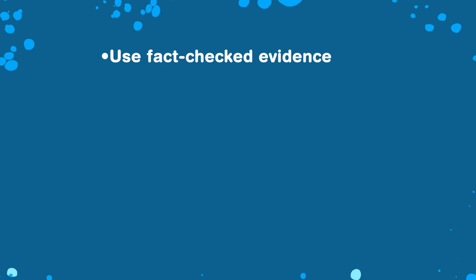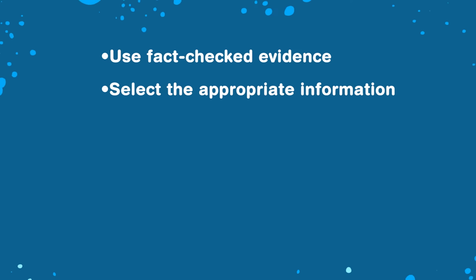Literature review outline, writing tips. To write an award-winning literature review outline, it is important to know what things are essential to include in the paper and what superiors expect from students. Below, there's a list of useful tips students should have in mind to ensure a flawless and less stressful writing process. Use fact-checked evidence. Select the appropriate information.